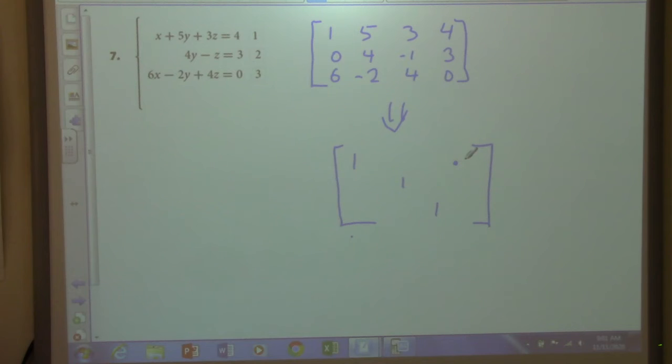Or 0.25. You said G is 0.25, 0.25 on top and then 0.75. Yes, sir. And then 0.75. And the rest are zeros.